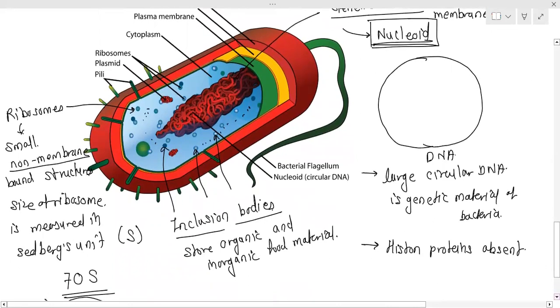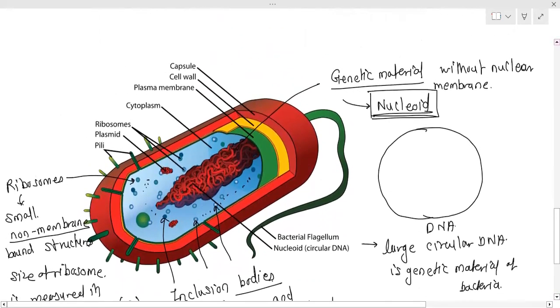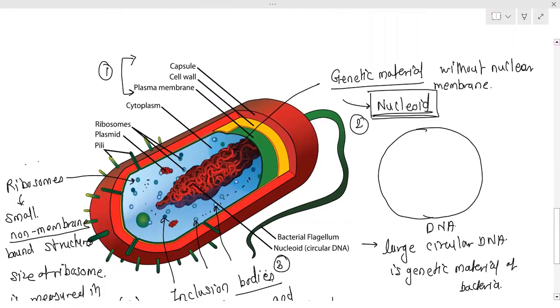So what have we studied till now? Cell envelope, the first part. This one part we completed. The second part we completed about nucleoid. The third part about inclusion bodies. The fourth part about ribosome, right? The fifth part, a little bit I did not write over here, but I told you about cytoplasm, correct?